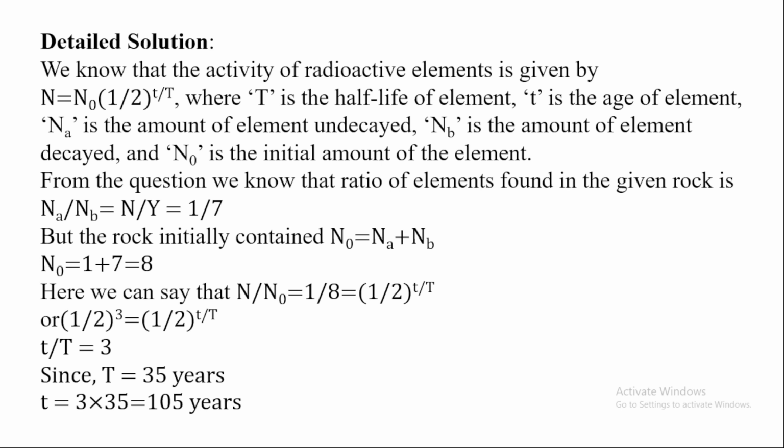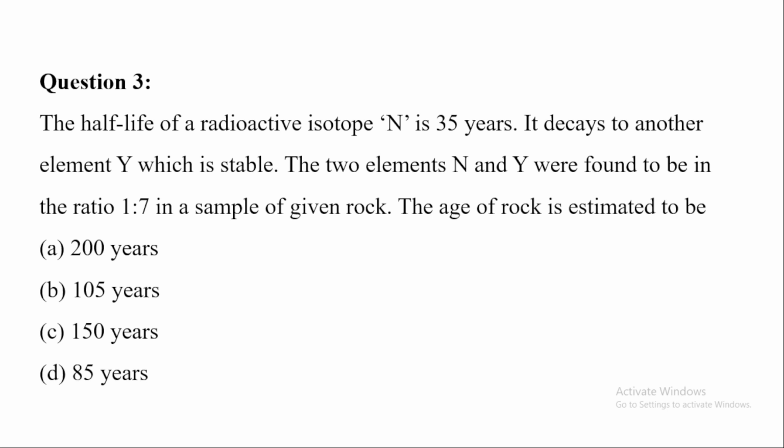Now in the question, the half life of the element N is given as 35 years. So if I have to calculate the age of the rock now, it will be 3 into 35 years, that is 105 years. I hope this is clear. So small t divided by capital T, that is age of the element divided by the half life of the element, is 3. So age of the element is 3 into half life, that is 3 into 35, that is 105 years. So the answer for this question is 105 years, that is option number B.